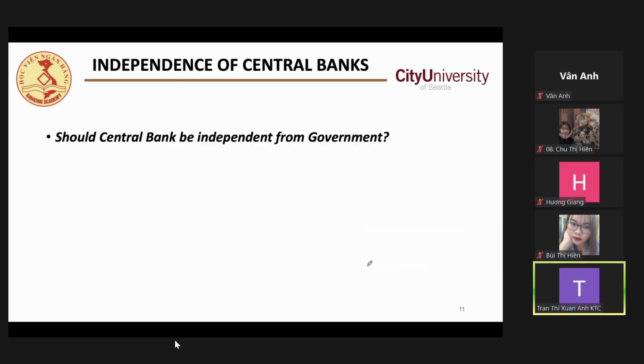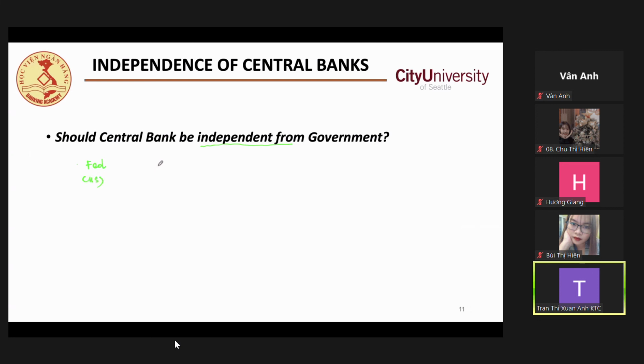So we go back to the question I mentioned first. Should the central bank be independent from the government or not? Some countries merge the central bank with the government, but others make it totally independent. So to answer this question, I require you to look at different case studies. We have 5 groups. Group 1, you mention the Fed, that is the central bank of the US.